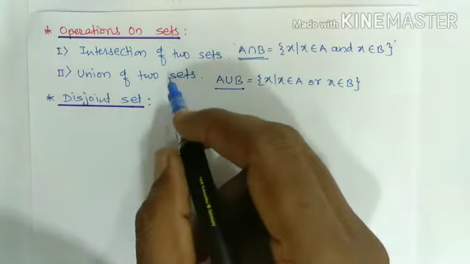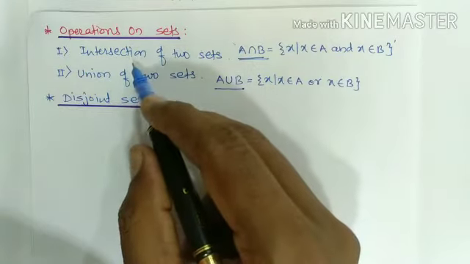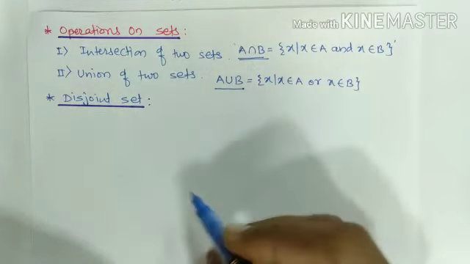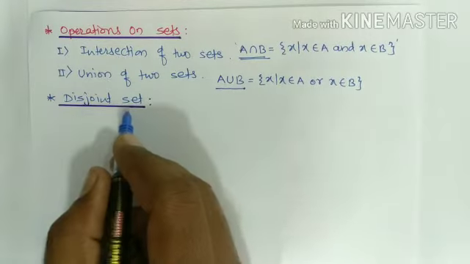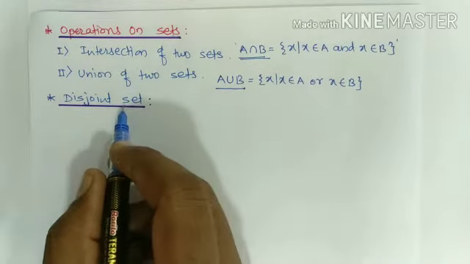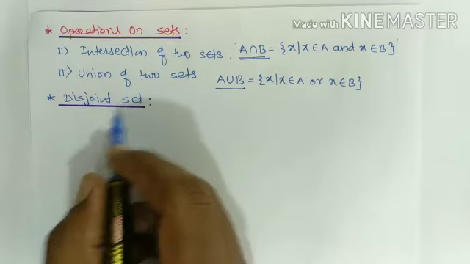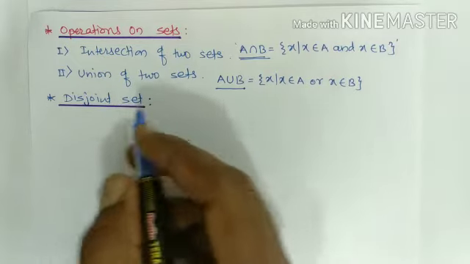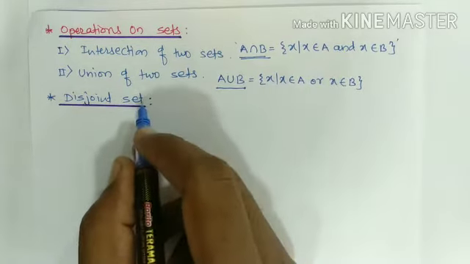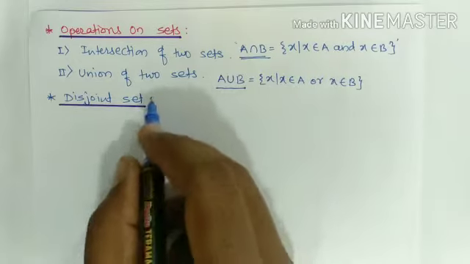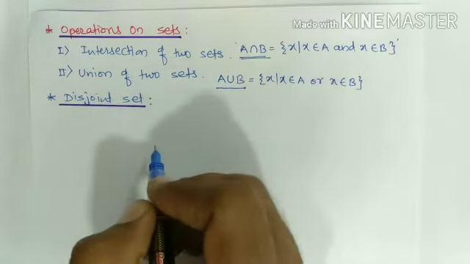We already studied the properties of intersection and union of two sets. We also studied disjoint sets. Disjoint sets means the two sets are completely different from each other. It means there is not a single element in common in the given two sets, then such sets are called disjoint sets.